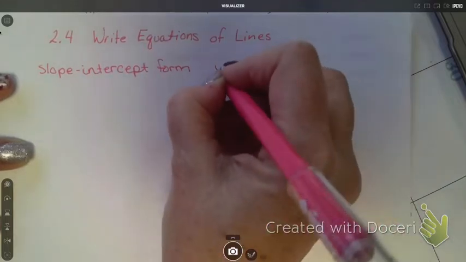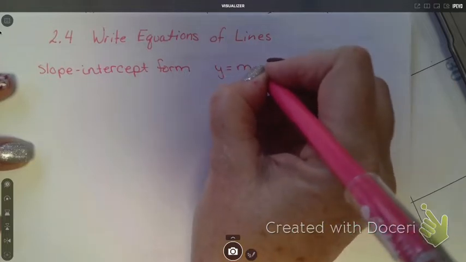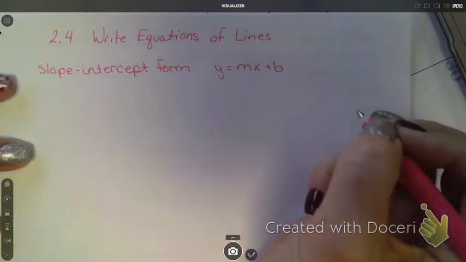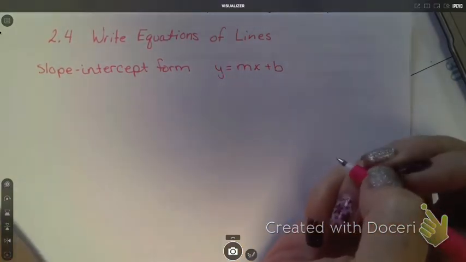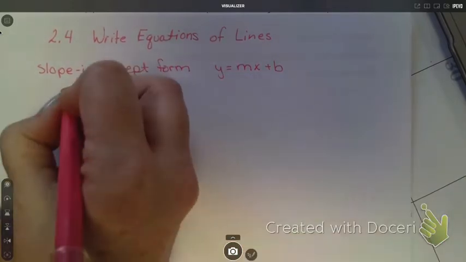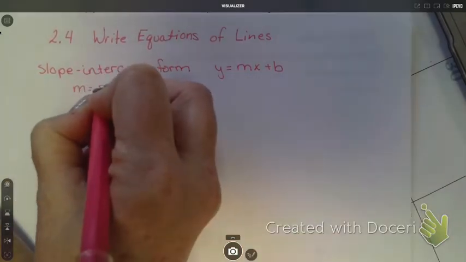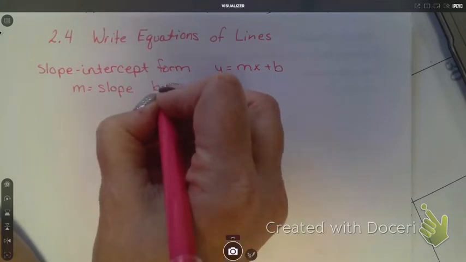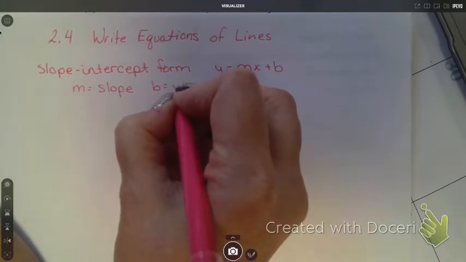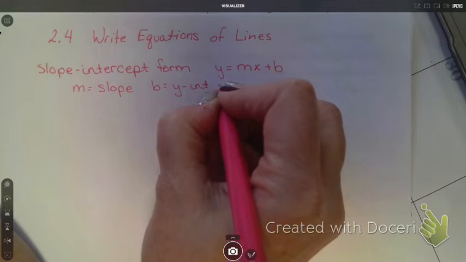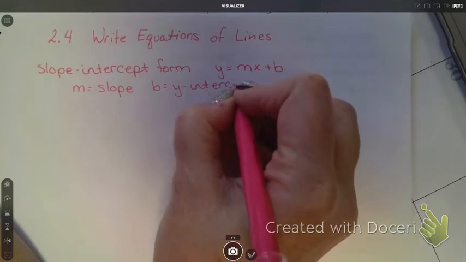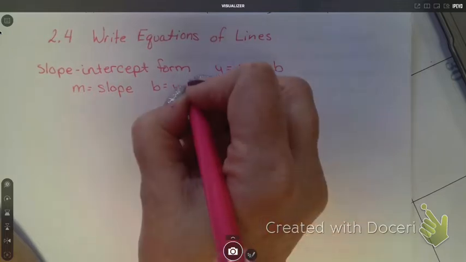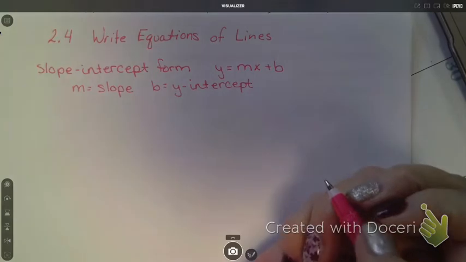Okay, is y equals mx plus b? Yes? What is m? M is the slope. And b is the y-intercept. Hence the name slope-intercept form. Okay, that's where it gets the name from.